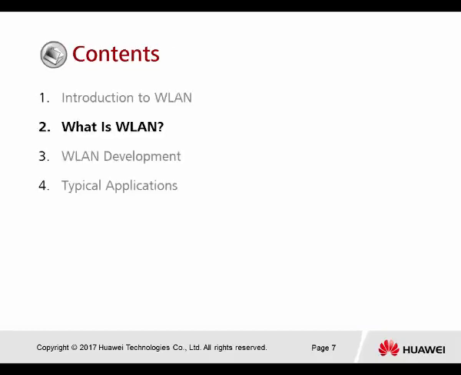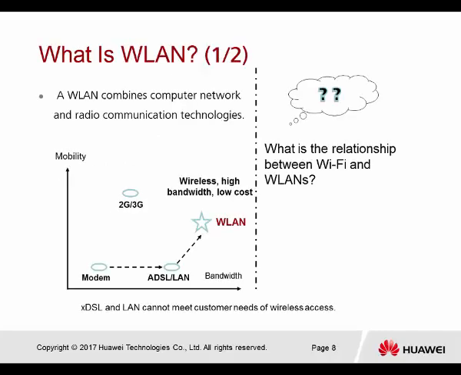Then the next one, what is WLAN? WLAN combines computer network and radio communication technology. Here is a picture showing the difference between the modem, ADSL, WLAN, and also the 3G network. As you can see from here, when comparing the modem and the ADSL, or we can call it a LAN, both of them have the same mobility. But when you compare the bandwidth, the ADSL or the LAN gives more bandwidth when compared with the modem.